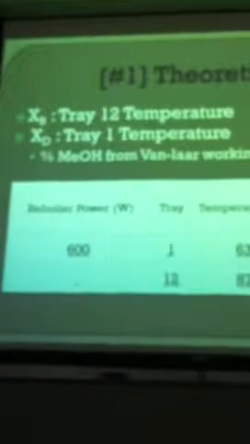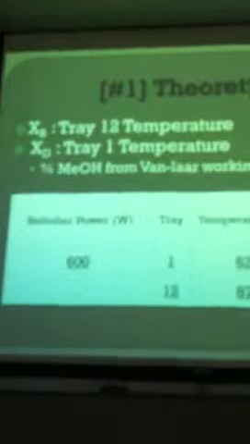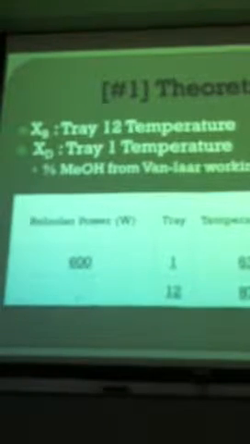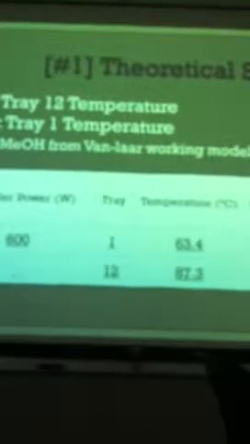All right, so finding XB and XD, the mole composition in your bottom and the mole composition in your distillate, with 100% reflux is a little tricky. What you do is, at the end of your experiment where you want to see the theoretical stages, you take your tray 1 and tray 12 temperatures, which are the top temperature and bottom temperature, and then from the Van Laar diagram that we constructed in distillation class, for those of you that are in that, use that temperature to find the mole percent of methanol.